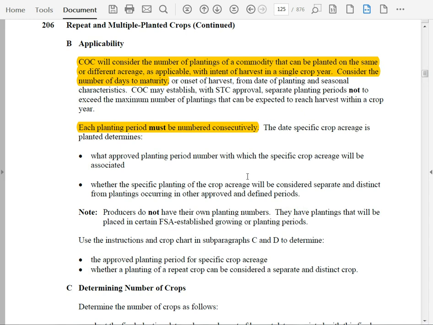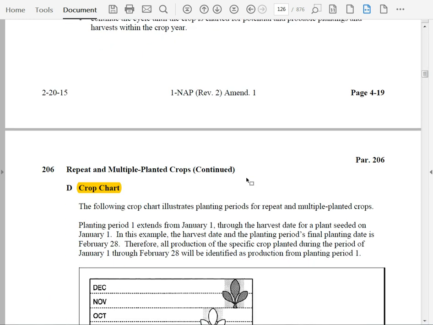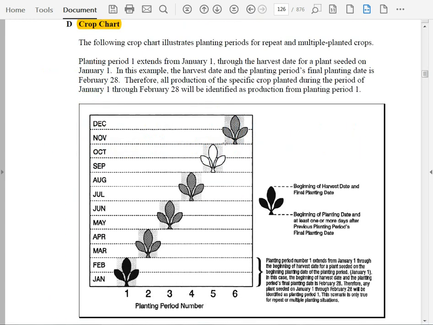When setting multiple planting periods, the COC should refer to the chart in subparagraph D, which illustrates how plantings should be organized. You'll notice in the chart that none of these planting periods overlap one another. This is an important detail that must be observed when your county committee sets planting periods.